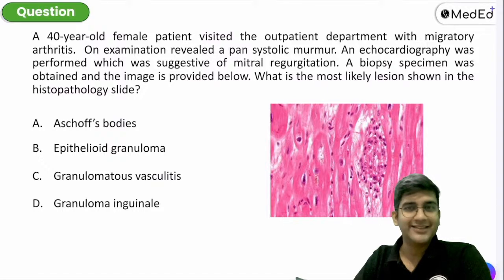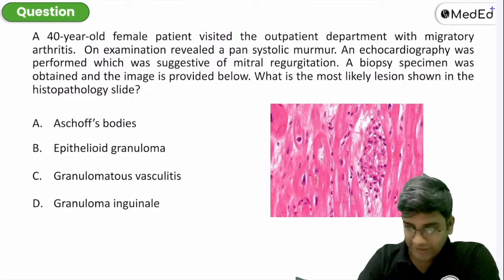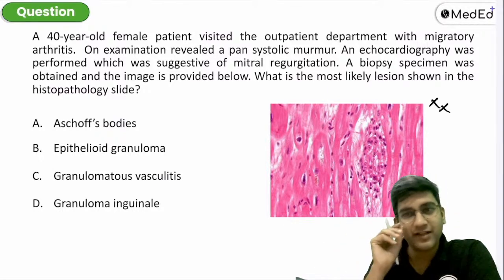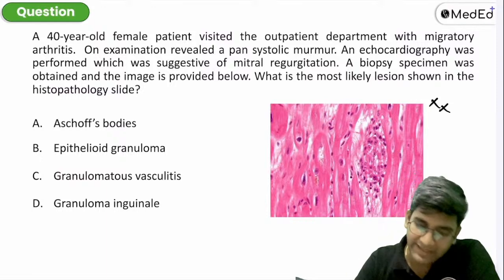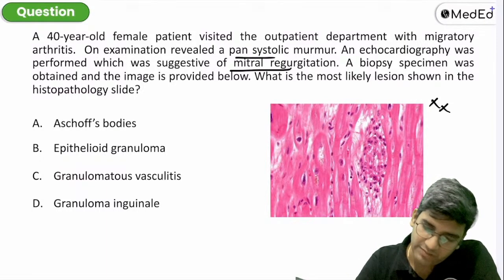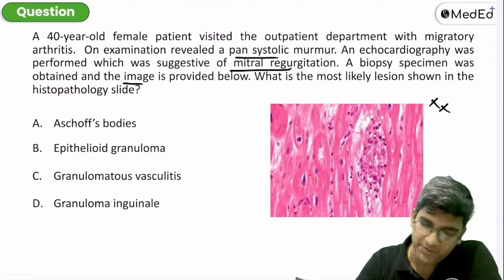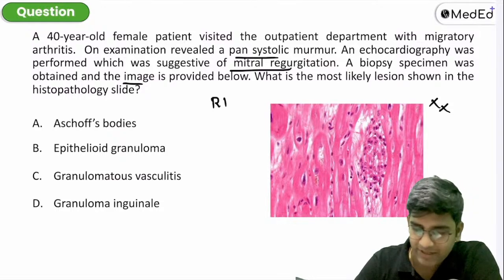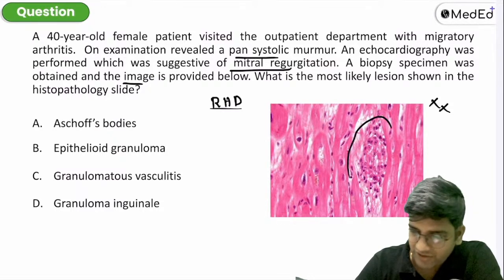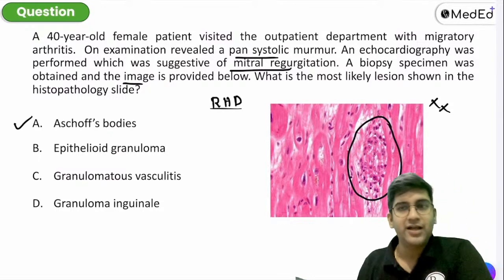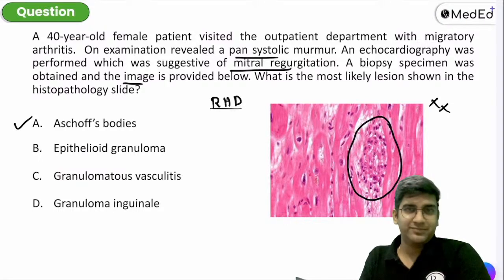40-year-old person, it's simple, right? In this question, this image is irrelevant. It's not useful at all. Mitral regurgitation, pansystolic murmur, and a cardiac biopsy. Most likely it is rheumatic heart disease. The entire structure is your Aschoff body, right? This came in an AIIMS exam.